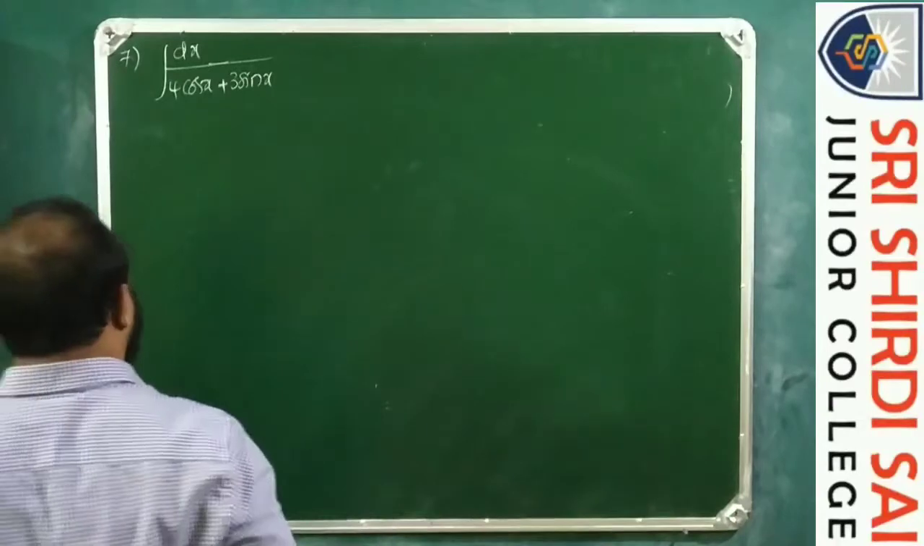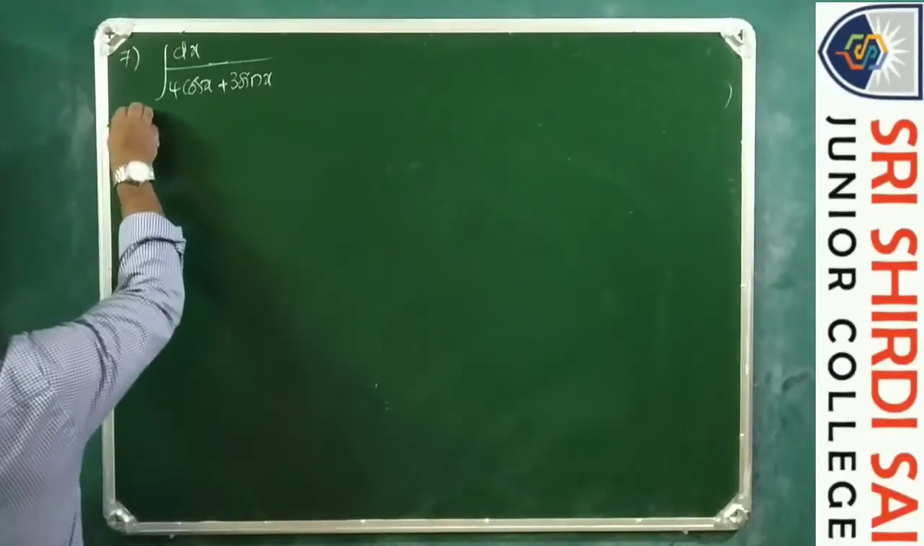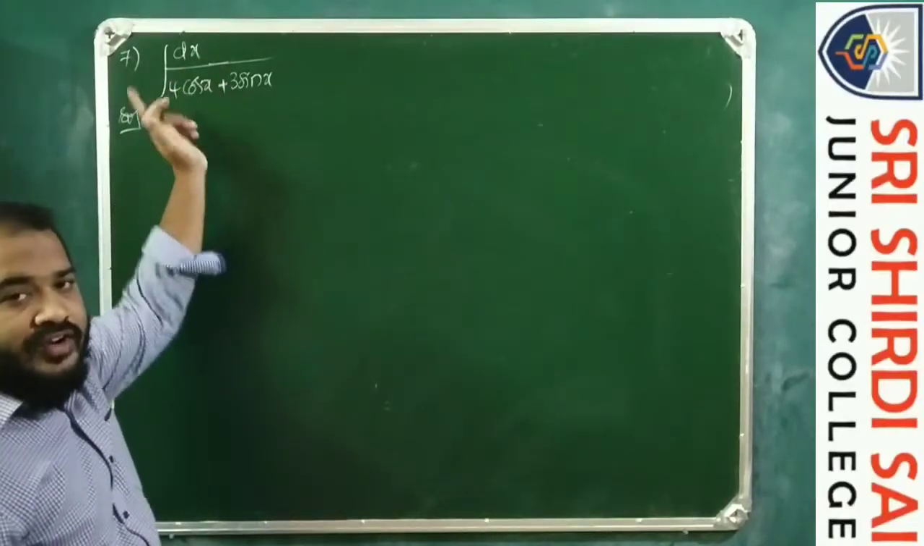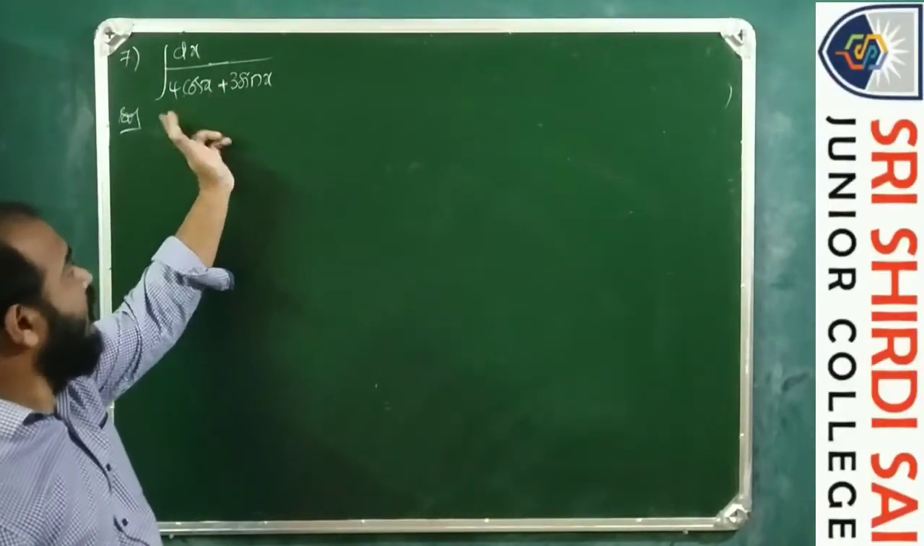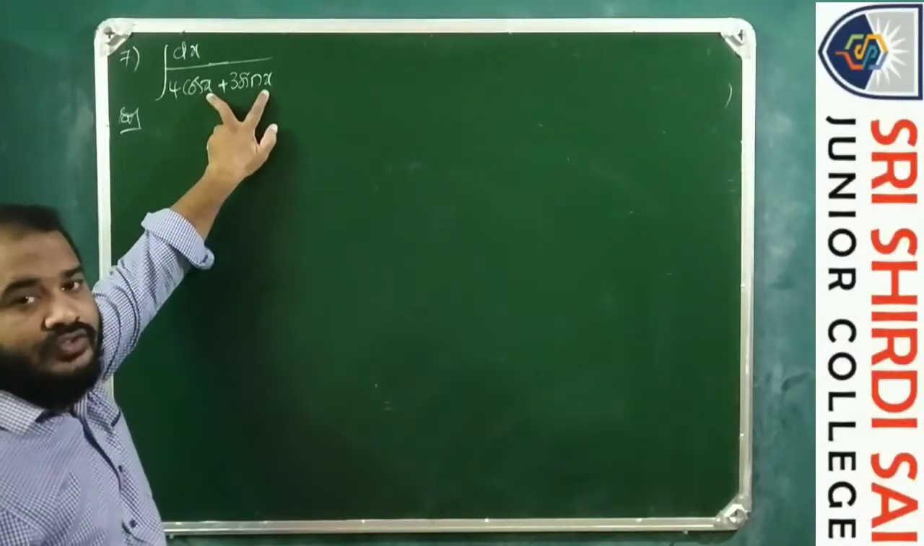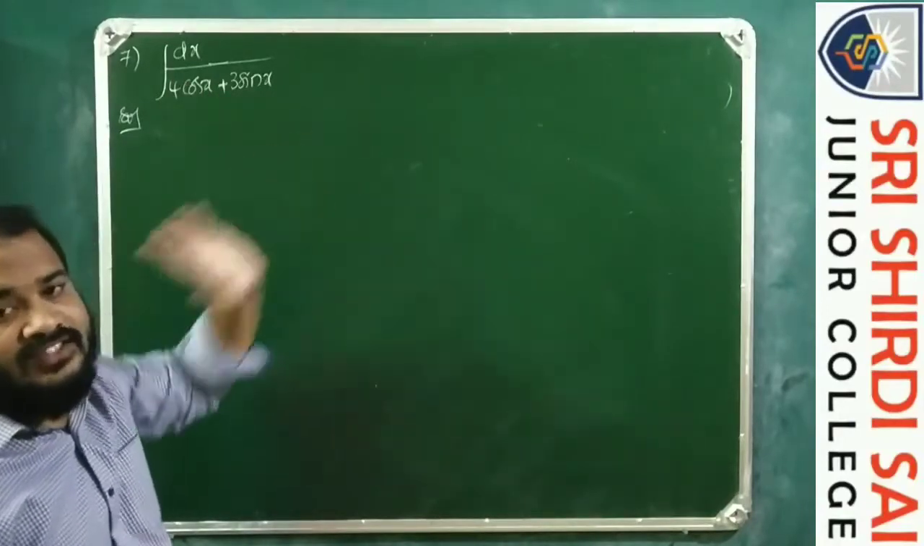Integral dx by 4 cos x plus 3 sin x. The numerator contains 1 and the denominator contains the trigonometric functions. So here x is there. So tan half of this x is to be taken as t.